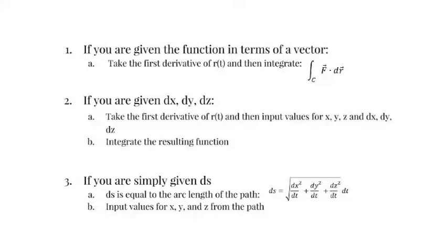If you are given the function in terms of a vector, simply take the first derivative of r of t and then dot it with f of r of t. If you are given the integral in terms of dx, dy, and dz, simply take the first derivative of r of t and then input values for x, y, and z respectively. Subsequently, integrate the resulting function. If you are given the integral in terms of ds, simply convert ds into dy, dx, and dz using the formula on screen.